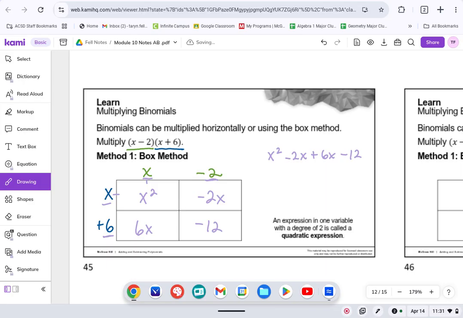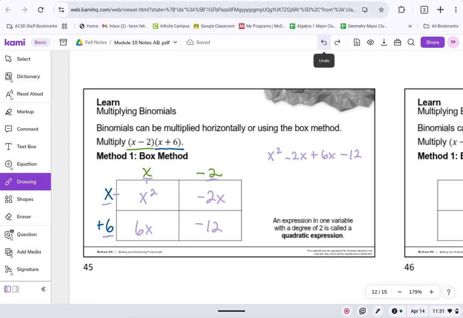I can go ahead and then combine like terms, which typically are always on the diagonals, but if not, you can always write it out. And then when I combine my like terms, I would get x squared plus 4x minus 12. Now I know I went through that fast because I'm on a video, but if you need to pause and look to see how it compares, we're going to continue to do this method.